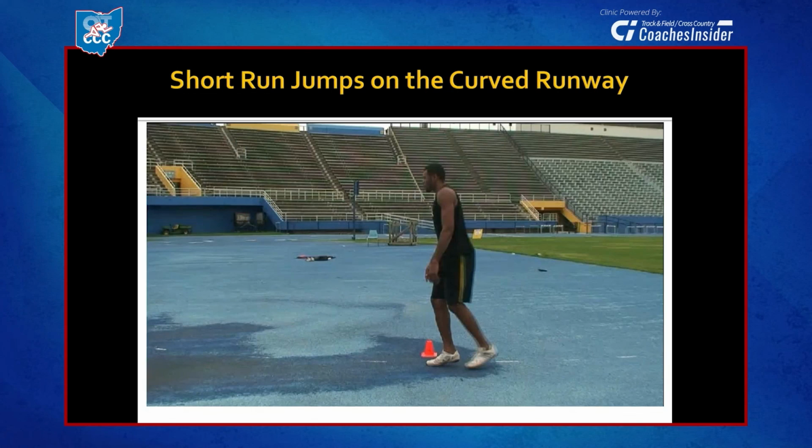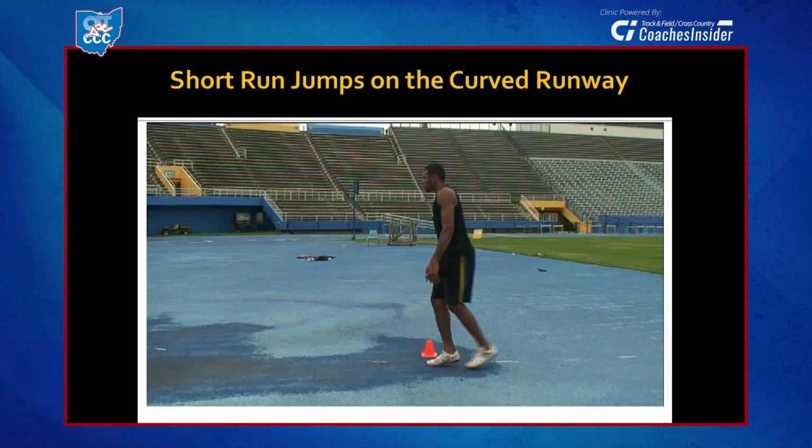Now, if you'll notice here in this video, before we get started, if you look at the picture, you can see some little white dashes here. These are the chalk lines that mark that semicircle. And what we're doing here is when we do short run jumping, jumping from approaches that are less than the full approach, we can use the curve or that semicircle as a runway. You can run back on it, put a mark down, and jump.